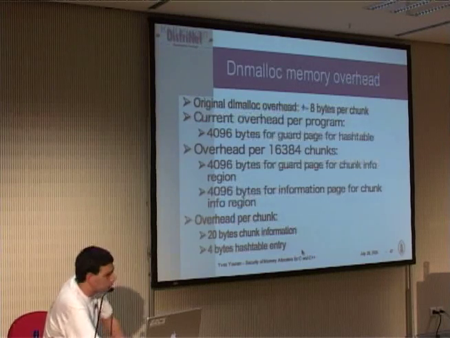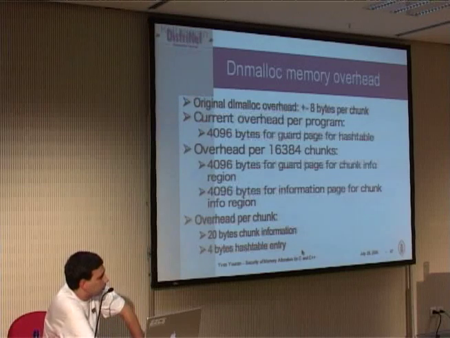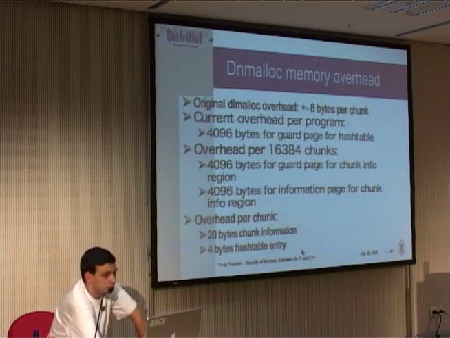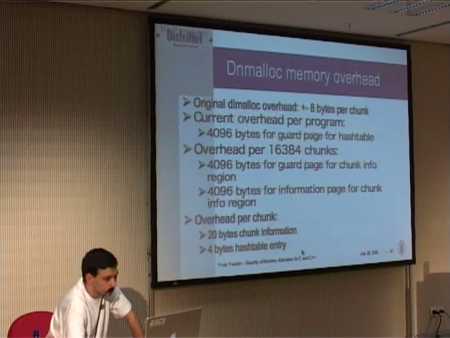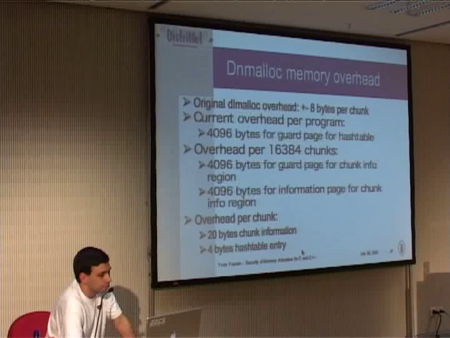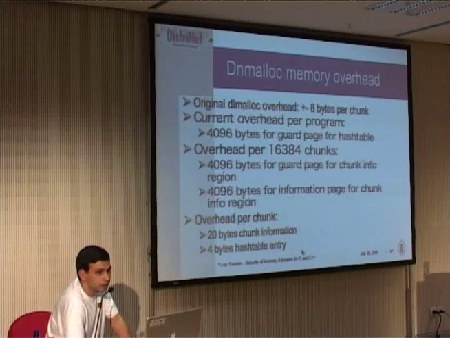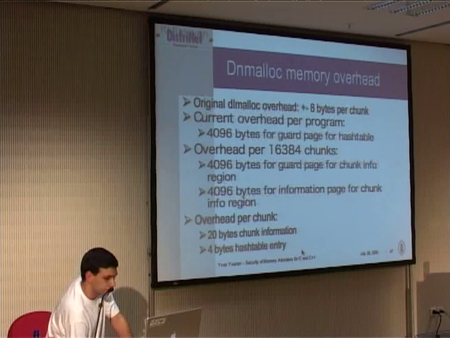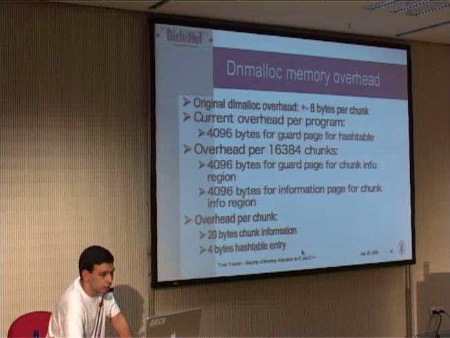However, there's also some memory overhead associated with our memory allocator. The original dlmalloc implementation has about 8 bytes of overhead per chunk. Our current overhead for every program is one page for the guard page for the hash table. For every 16,000 chunks, we'll have a guard page for the chunk info region and an information page.